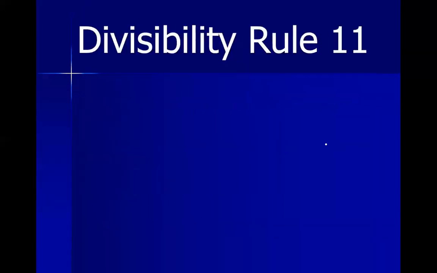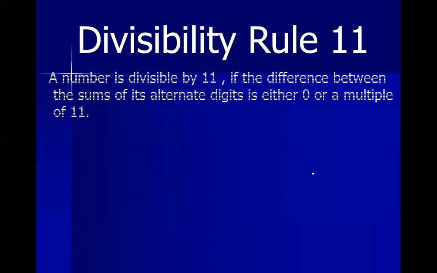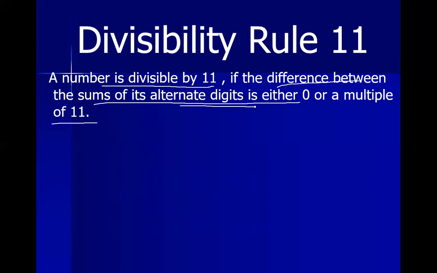So let's see the divisibility rule of 11. A number is divisible by 11 if the difference between the sum of its alternate digits is either 0 or a multiple of 11. So firstly you have to add the alternate digits which come after one another. Then you have to find the difference, that is, subtract. If it is 0, or if it is a multiple of 11, then we can say that it is exactly divisible by 11.